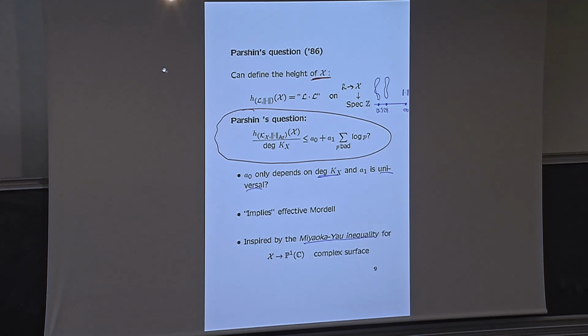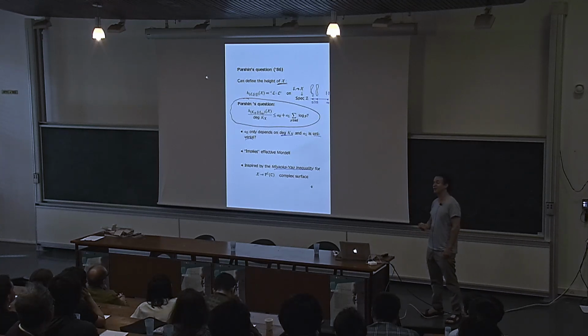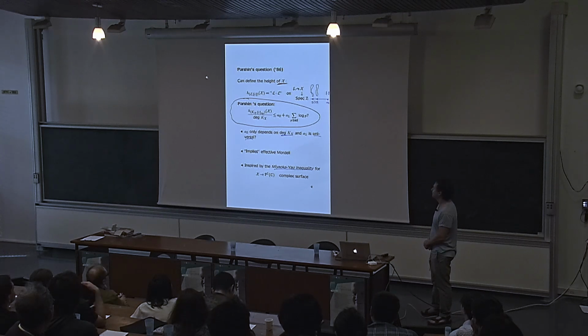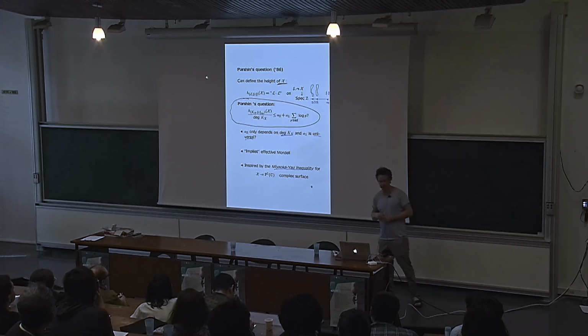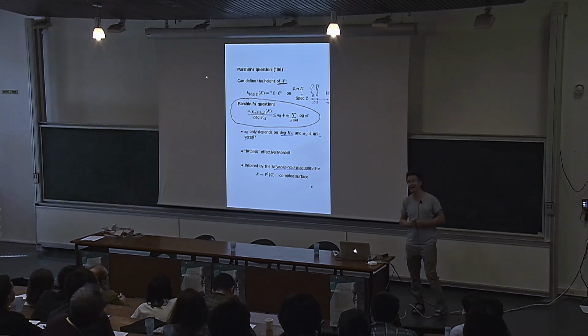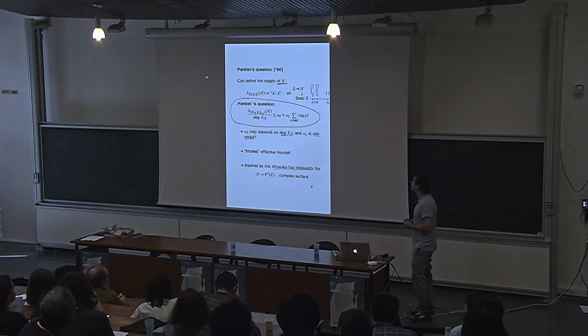So what do we want to do? We want to estimate the height of the points on X. But we have to do this for every point, and we don't even know how many there are, so we would have to have this uniform bound for all the points. And the idea of Parshin is to say that, using Arakelov geometry, which I'll come back to, you can talk about the height of the variety itself, or the model, with respect to this metrized line bundle. And he said, let's first try to estimate that.